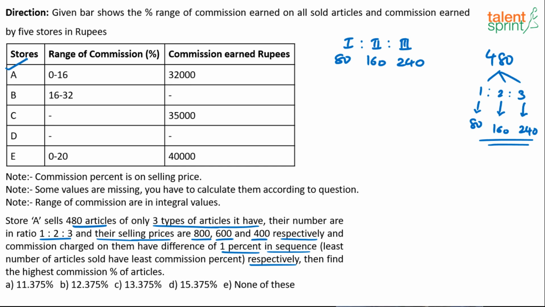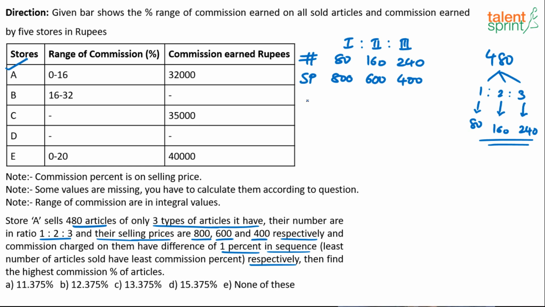Now, what's the next step? We also know the selling prices. This is the count of articles. Let's now look at the selling price of each of the articles. What is the price? 800 rupees for the first type, 600 for the second type, and 400 for the third type.